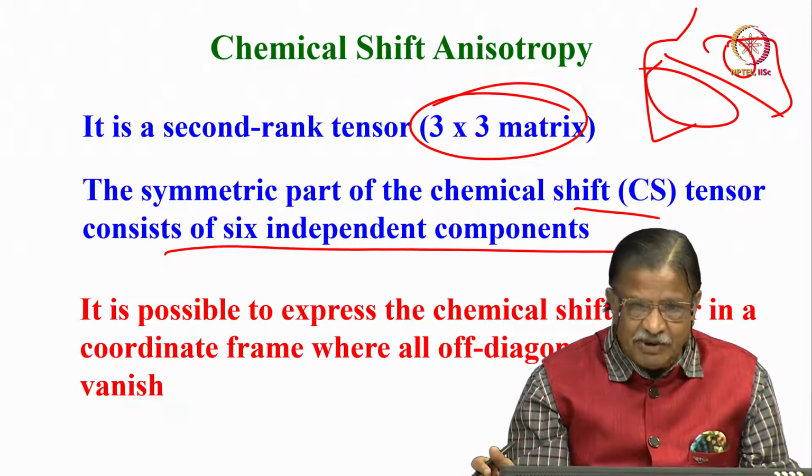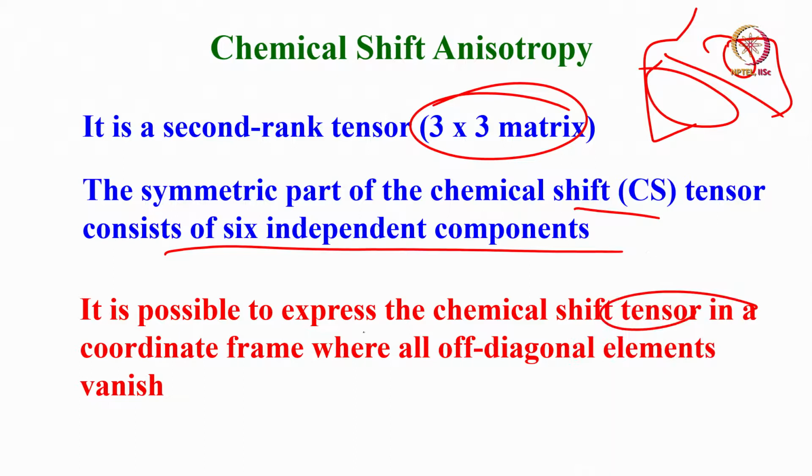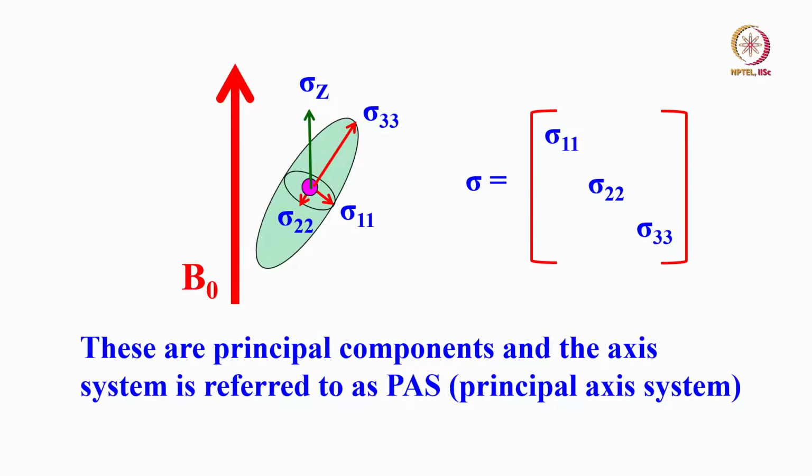Now, it is possible to express this chemical shift tensor in a particular coordinate frame such that all these off-diagonal elements can be removed. They have become diagonal. You have understood diagonalization of matrices. Exactly similar to that, we can express it in a particular coordinate frame where we get only diagonal terms; the off-diagonal terms will vanish. In which case you can represent CSA like this.